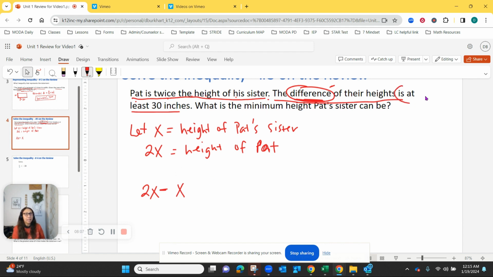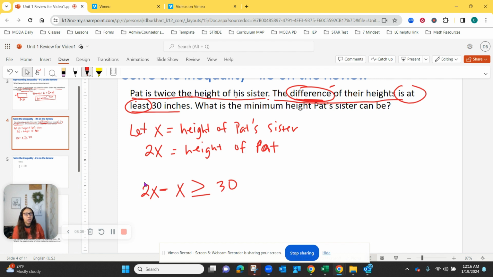Is at least means it's greater than or equal to 30. So the difference of these heights is greater than or equal to 30. Now, what we can do right here is solve, just like an equation, what is the value of our x.